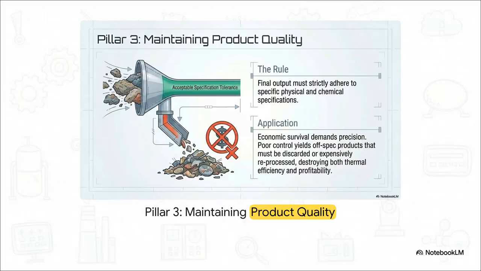Now, what's really interesting about this slide is the consequence of bad control. Look at the funnel. The output must strictly fit within acceptable chemical specifications. If the automation system is unstable, you produce off-spec product, which just means bad product. And what happens then? You have to throw it away, just like you see in the waste pile at the bottom there. This destroys thermal efficiency because you wasted all that energy making garbage, and it totally destroys business profitability. In industry, quality is economic survival.